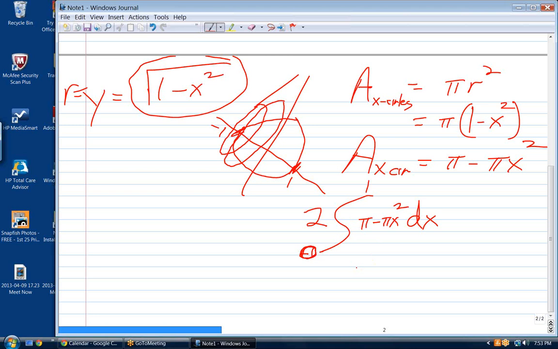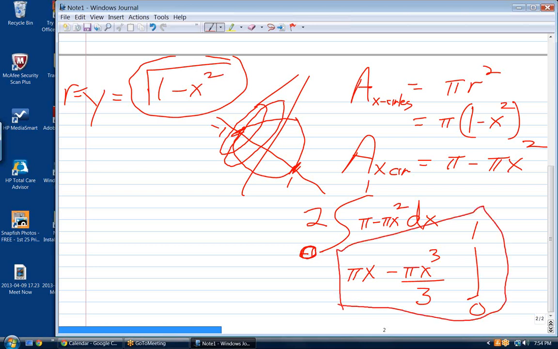All right, so it'd be pi x minus pi x cubed over 3. Okay. And since I'm evaluating it between 2 points, I don't need the c. And so now, can you evaluate that?